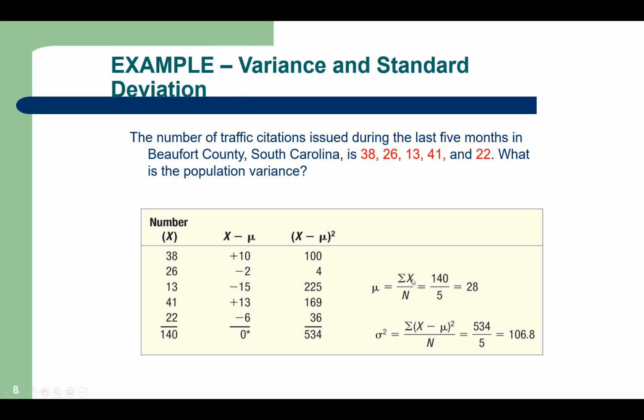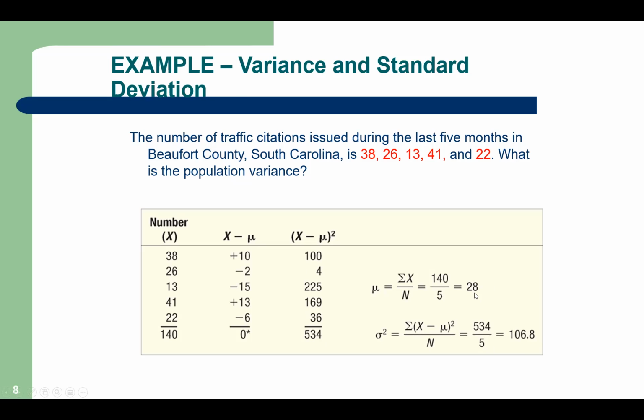Sum of x over n is equal to 145. Sorry, this is the mean actually. Now we calculate variance. Variance is the sum of the squared deviations from the mean divided by the number of values. So the sum of the squared deviations is 534, that we already measured by taking a sum of these deviations. So 534 divided by 5 is equal to 106.8.